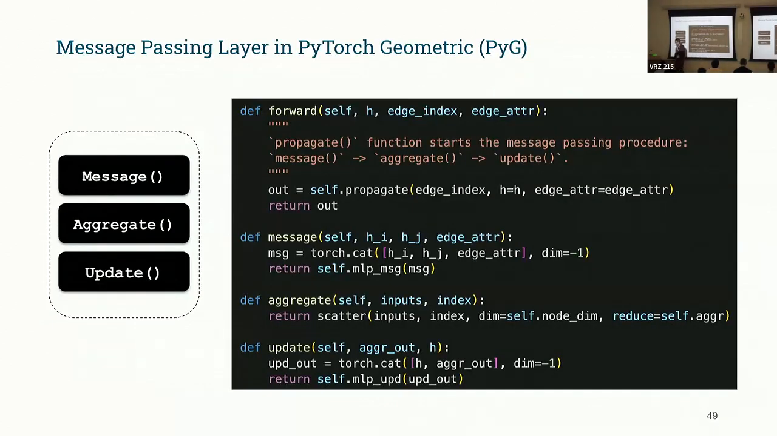So let's move to the code and let's understand how all this stuff is implemented in the PyTorch Geometric library.